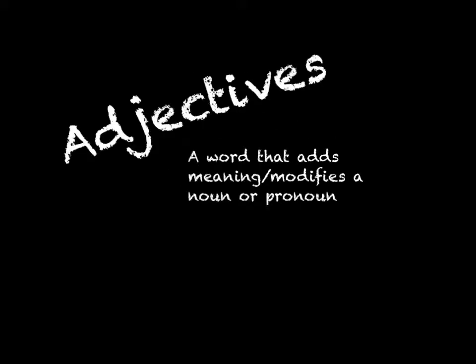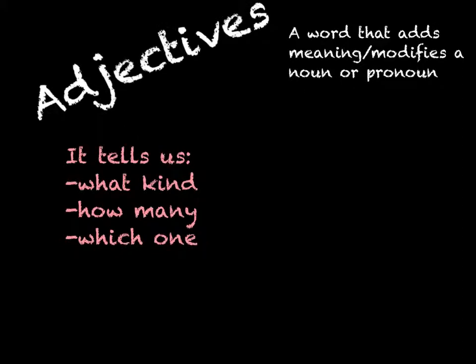So adjectives are words that add meaning or modify a noun or a pronoun. Remember from previous lessons that a noun is a person, place, thing, or idea, and a pronoun is a word that's used to represent that person, place, thing, or idea. An adjective will tell us what kind, how many, or which one.